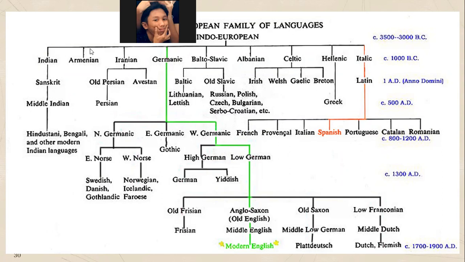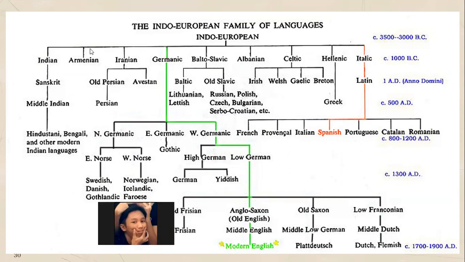So, the Indo-European family of languages. This is where the English language comes from. This is the family of Indo-European languages.